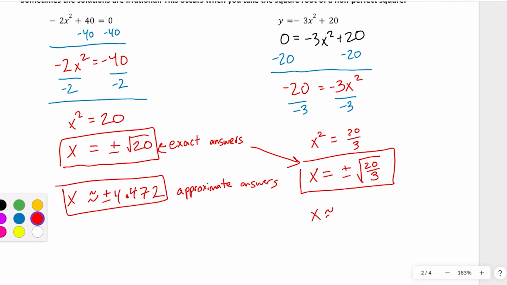And then for the approximate answer, we'd have to type that in the calculator. So let's see here, 20 thirds, the square root of that. It's approximately 2.582. And again, that should be plus or minus. So sometimes you'll be asked for an approximate answer, and sometimes you'll be asked for the exact answer. It just depends on what the problem throws at you.